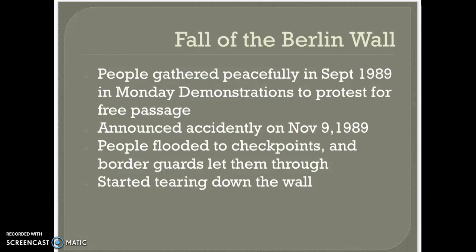Okay, here are the notes that you will need from what the video told us. So pause the video if you need. The people gathered peacefully in September of 1989 in Monday demonstrations to protest for free passage and elections. It was announced accidentally on November 9, 1989, that the wall was open, and people flooded to the checkpoints and the border guards let them through, and then people started tearing down the wall.